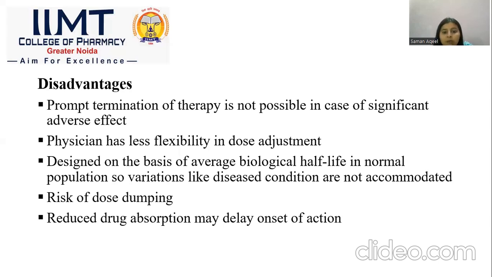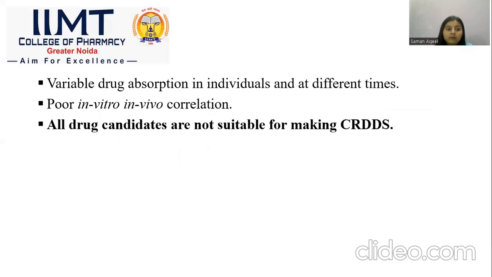Reduced drug absorption may delay onset of action. This is very much understood. That is, if the drug absorption is reduced, there will be a delay in the onset of action of that drug. Variable drug absorption in individuals and at different times. This depends on the patient physiology, that there must be some variations in the drug absorption among individuals and at different times. There will be poor in vitro in vivo correlation.